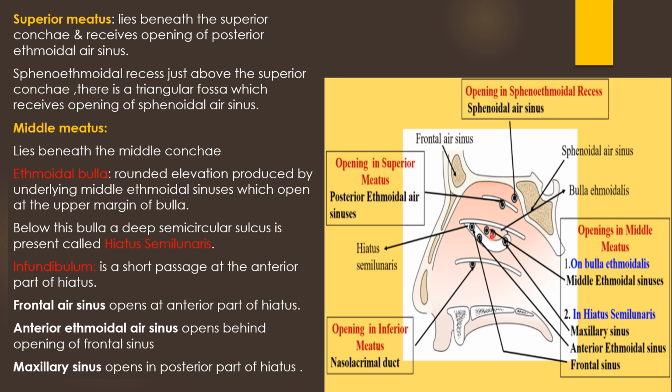Beneath the ethmoidal bulla we have a sulcus known as hiatus semilunaris. This hiatus has an anterior part, also known as infundibulum, which receives the opening of the frontal air sinus. Behind the opening of the frontal air sinus we have the opening for the anterior ethmoidal sinus, and the posterior part of the hiatus shows the opening of the maxillary sinus.